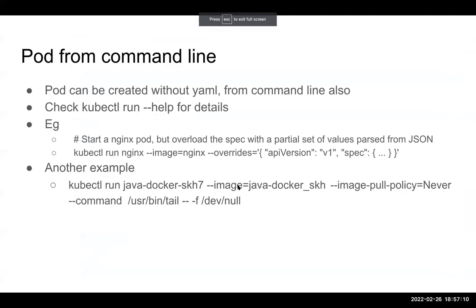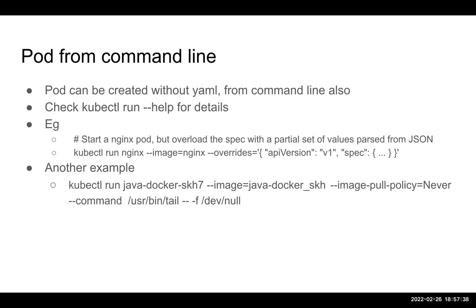Moving on, you can create a pod from the command line without YAML. We discussed that. You can run kubectl run -help for details. I have given two examples. If you want to run the Nginx image, you could very well say kubectl run nginx --image=nginx, and that would have done the trick, because the Nginx image has its own properties and everything.